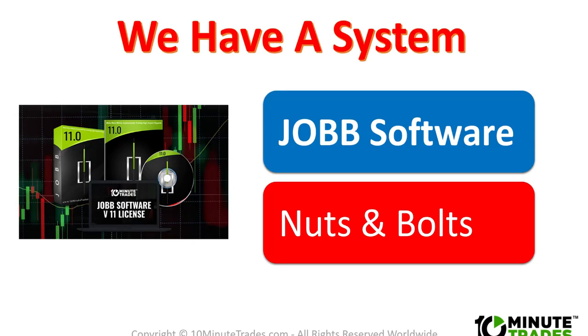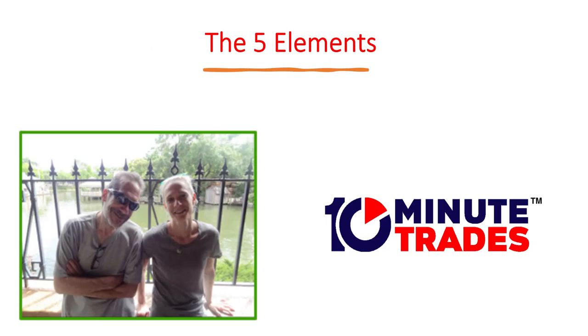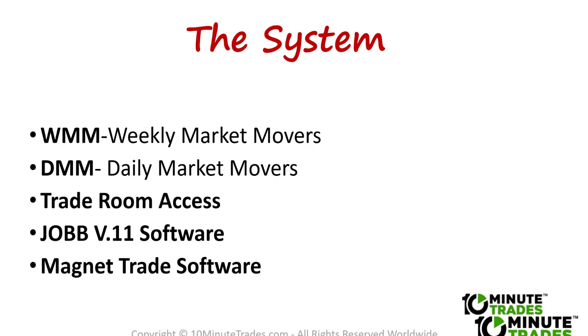So at 10-Minute Trades, we have a system. We have software. We have elements that make up our system. And I'm going to go over all of those elements and explain them so you understand completely what we do. We have actually 5 elements to make up our trading system. The WMM, which is our weekly market movers. We have our daily market movers, the DMMs.